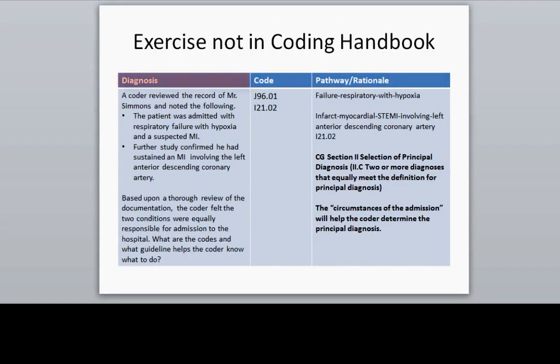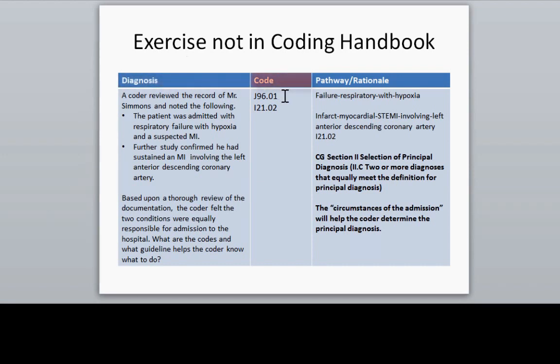A coder reviewed the record of Mr. Simmons and noted the following. The patient was admitted with respiratory failure with hypoxia and a suspected MI. Further study confirmed he had sustained an MI involving the left anterior descending coronary artery. Based upon a thorough review of the documentation, the coder felt the two conditions were equally responsible for admission to the hospital. What are the codes, and what guideline helps the coder know what to do?